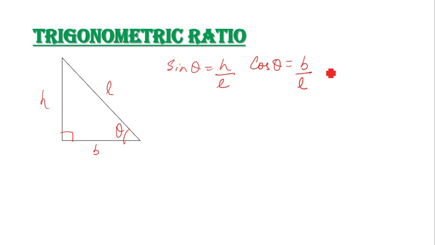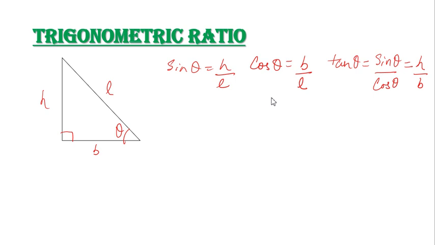Now, if you divide sine theta by cos theta, you get another value, which is tan theta. So what is the tan theta value? Tan theta is equal to H by B. If you put the values of sine theta and cos theta, you will see that the hypotenuse gets cancelled out, and we are left with tan theta exactly equal to H by B.